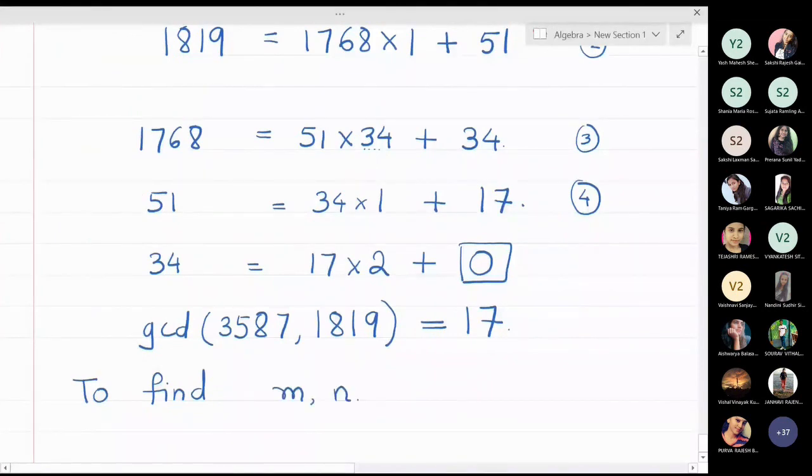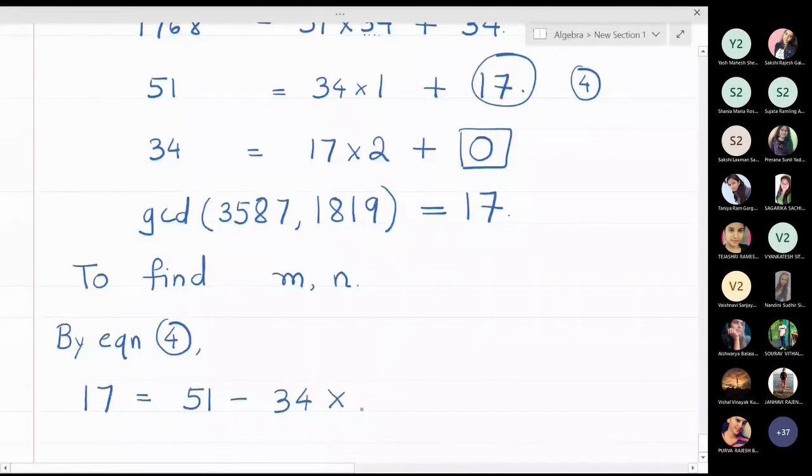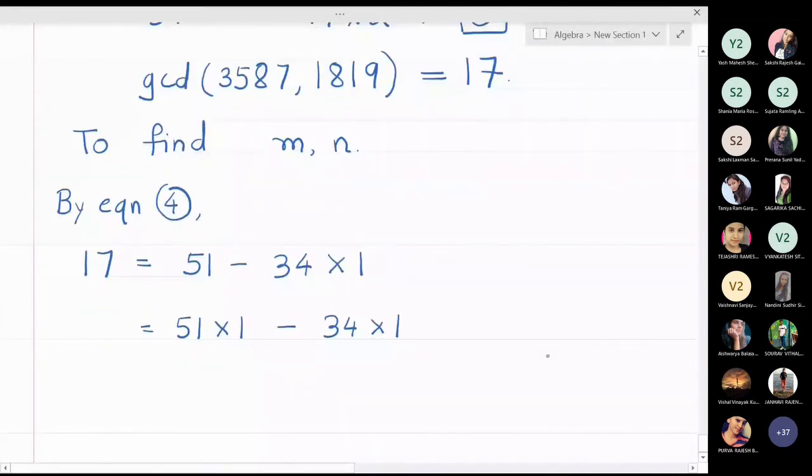So I will start with equation 4 now, because the GCD is in equation 4. By equation 4, I can write 17 is equal to 51 minus 34 into 1, which can be written as 51 into 1 minus 34 into 1. Both the numbers in equation 4 are important numbers, 51 and 34, and we have expressed 17 as a linear combination of 51 and 34. So now it's time to move to the next step. By equation 3, in equation 3 the remainder is 34.